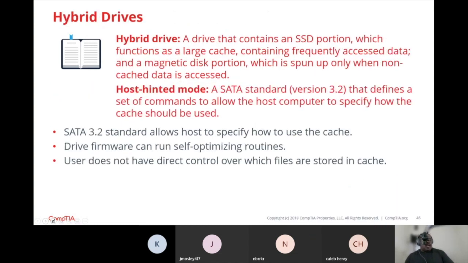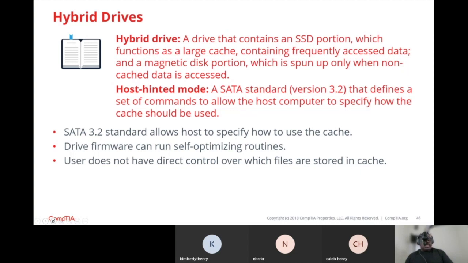So I just spoke about hybrid drives or fusion drives, as they call them on Mac. The drive contains an SSD portion, which functions as a large cache containing frequently accessed data. As I said, it's really just an SSD paired with a hard disk drive. That's all it is.